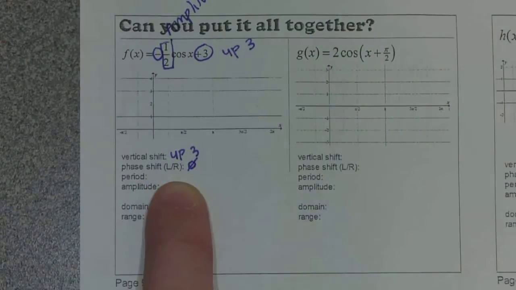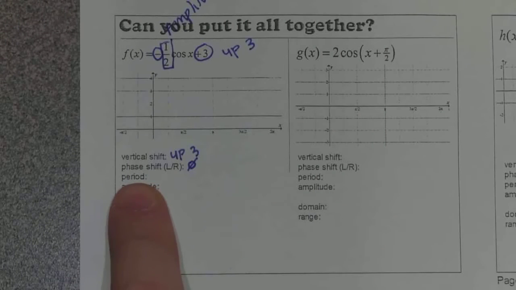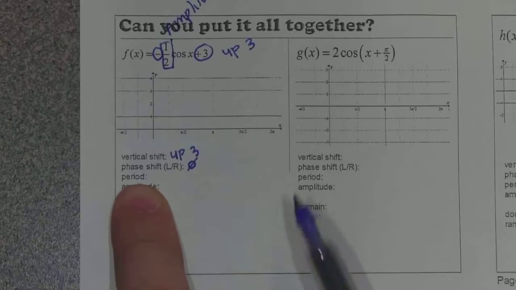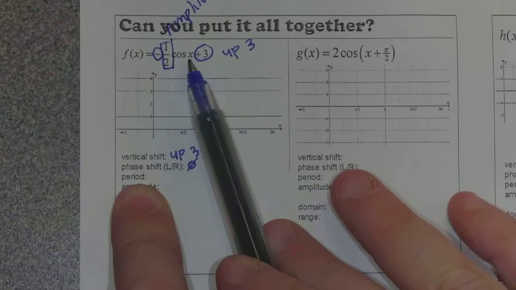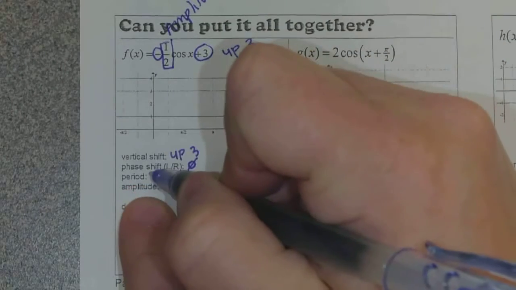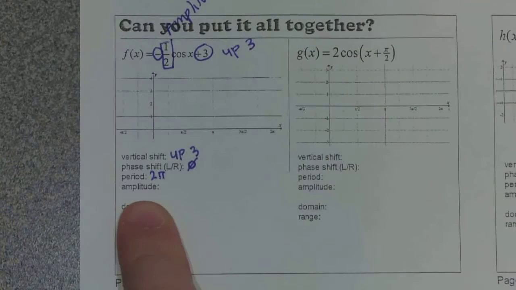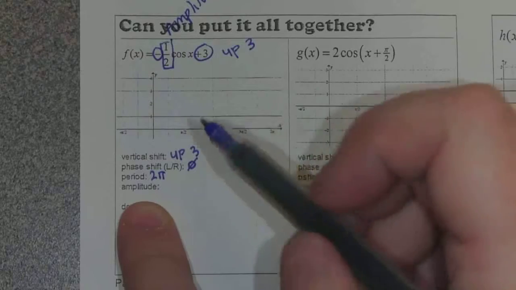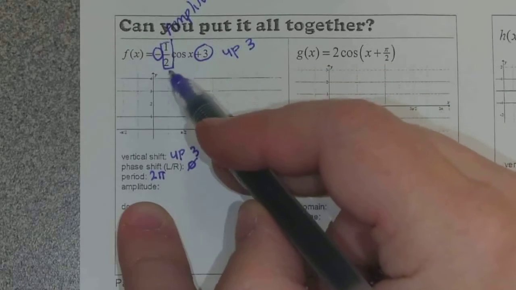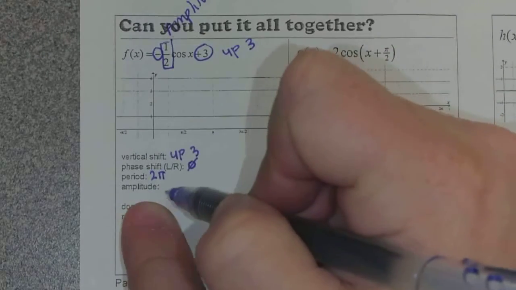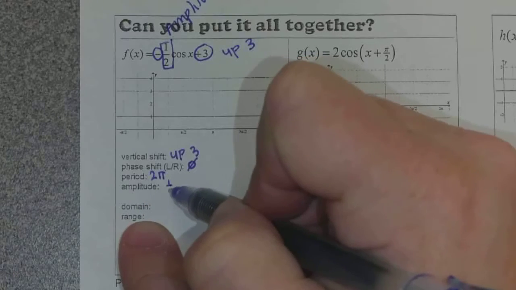Do we have a phase shift going left or right? No phase shift, right? Because we didn't move left or right. What's the period going to be then? We didn't change the period because there's not a number in front of the x being multiplied. So my period's 2 pi. What's my amplitude going to be? 1/2, right? My amplitude is 1/2.